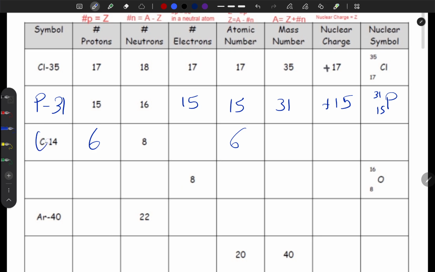Given that our atom is neutral, there's no charge, your number of electrons is also going to be based on your number of protons, so it's also going to be 6. The mass number is again the protons plus neutrons, so we're going to say it's 14 because 6 plus 8 is 14. Next, the nuclear charge. The nuclear charge is based only on the protons, so we're going to say it's positive 6. And the nuclear symbol is going to be carbon, 14 on the top because this is the mass number, and down here is the atomic number, which happens to be 6.